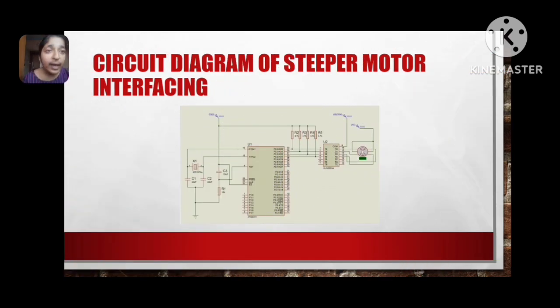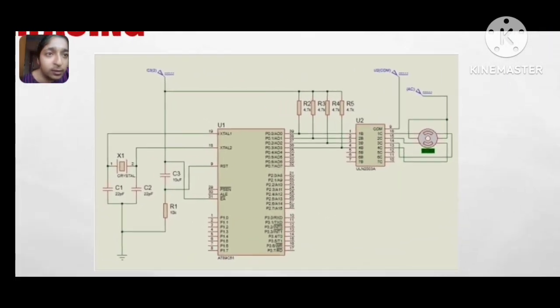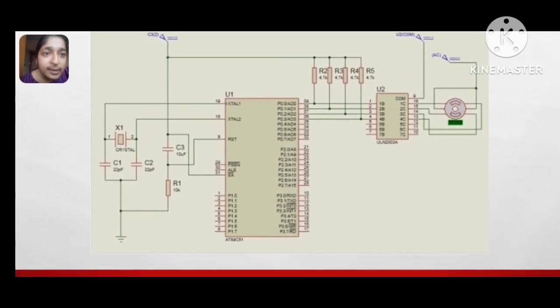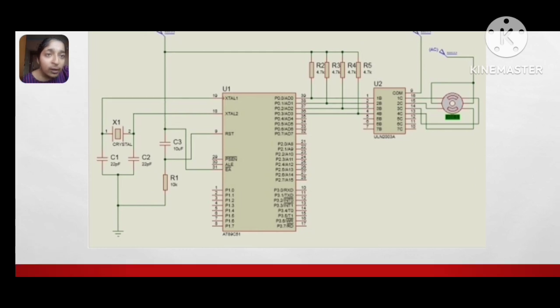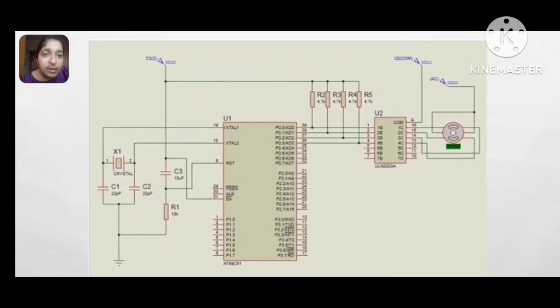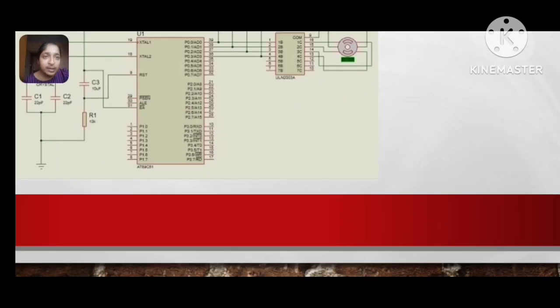See, this is the circuit diagram of the stepper motor. Let me zoom in. We have XTAL1, XTAL2, the reset pin, and PSEN and enable pins. The ports are P0 to P7. P0 is connected to R2, R3, R4 and R5. Here the common pin comes to the ULN. This is the circuit diagram of stepper motor interfacing.